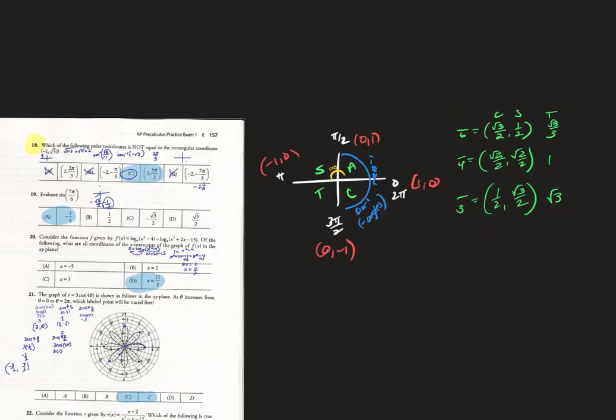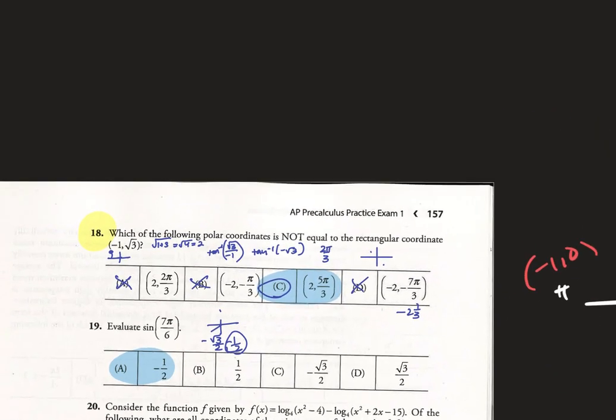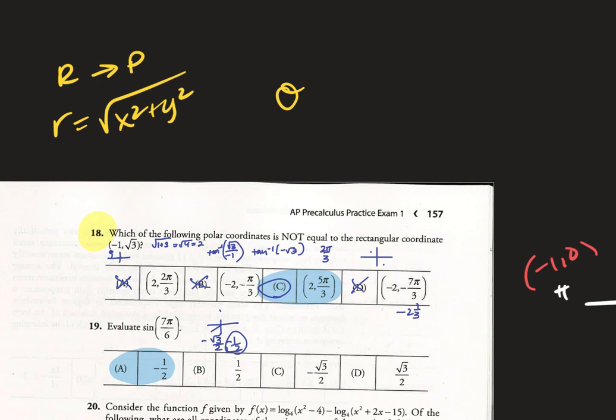I think we did 18 yesterday. That's where we stopped. Okay, 18: which of the following polar coordinates is not equal to the rectangular coordinates (-1, root 3)? So here we're going from rectangular to polar. To get the r, we do the square root of x squared plus y squared. And to get theta, we do tan inverse of y over x.